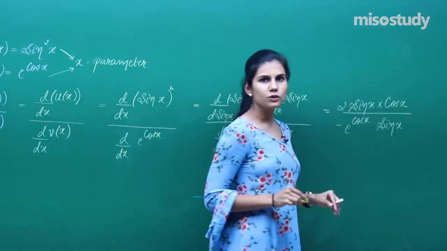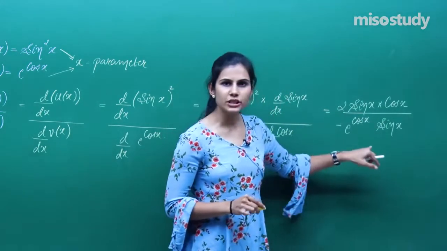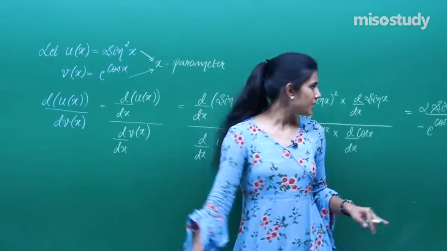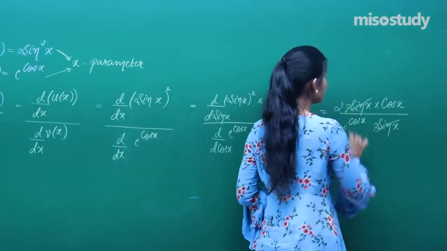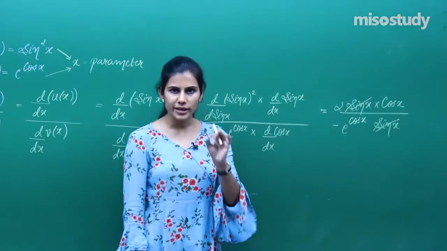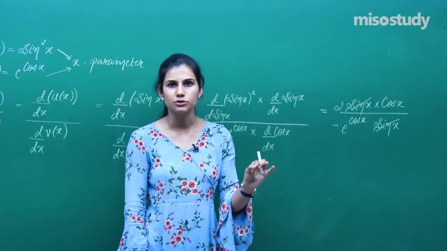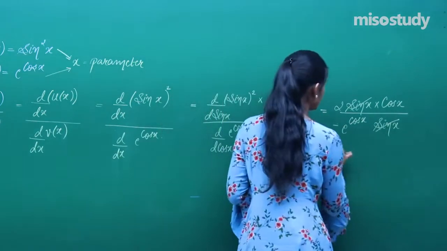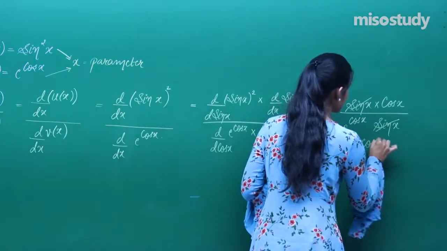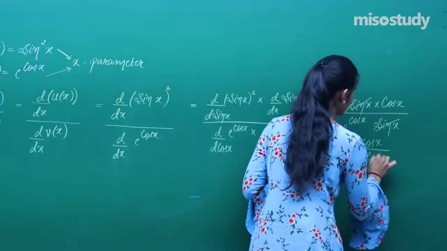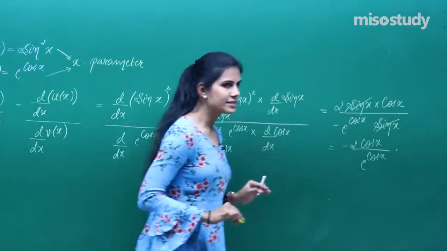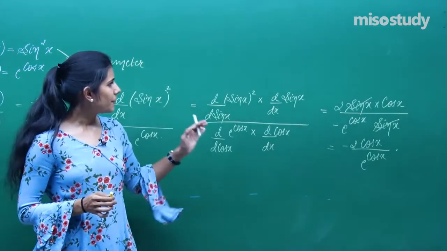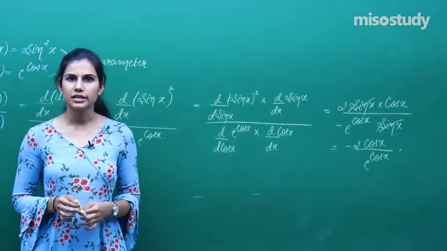I am only considering those values of x for which the denominator is not equal to 0, otherwise this particular differentiation won't be defined. Fine, and therefore I can cancel out sin x, because I am only taking those x's for which sin x is not equal to 0. So I can cancel sin x from numerator as well as denominator. What am I left with? I am left with minus 2 cos x whole upon e to the power cos x, and that is the differentiation of sin square x with respect to e to the power cos x. It is minus 2 cos x upon e to the power cos x.